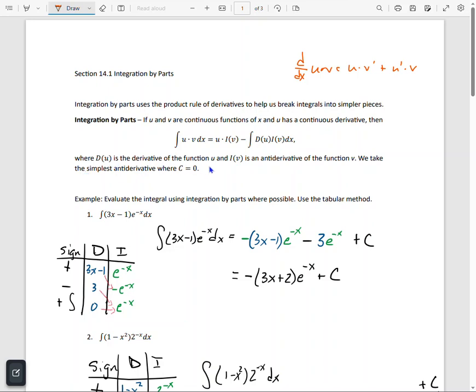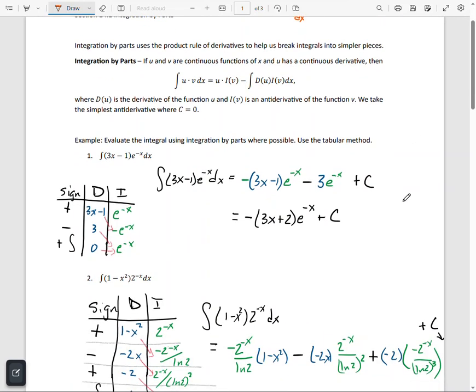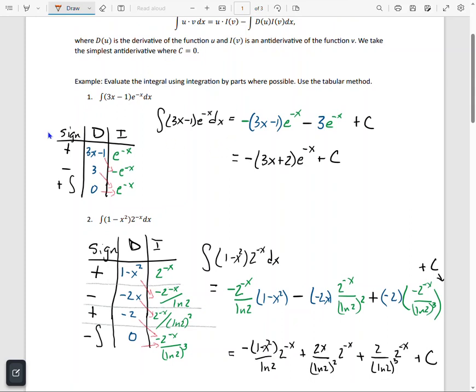du is the derivative of the u function, v is the antiderivative of the v function, and we always take the simplest antiderivative where c is equal to 0. Always just use c equals 0 until the very end of the problem. Now we have this table method that we could do. The sign always alternates, positive, negative, positive, and at some point along the way we'll have this integral again.